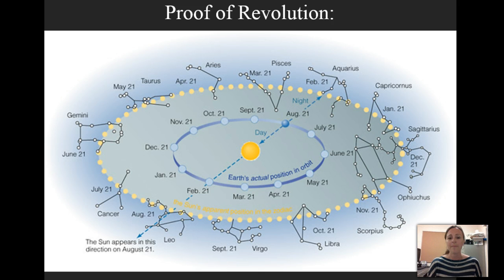So this is a map of some of the constellations that we can see any time of the year in our skies. And you'll notice that it actually corresponds with the horoscopes.